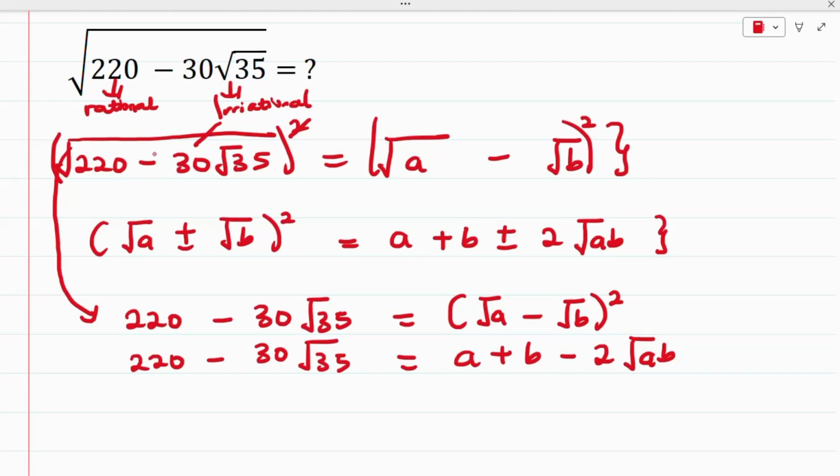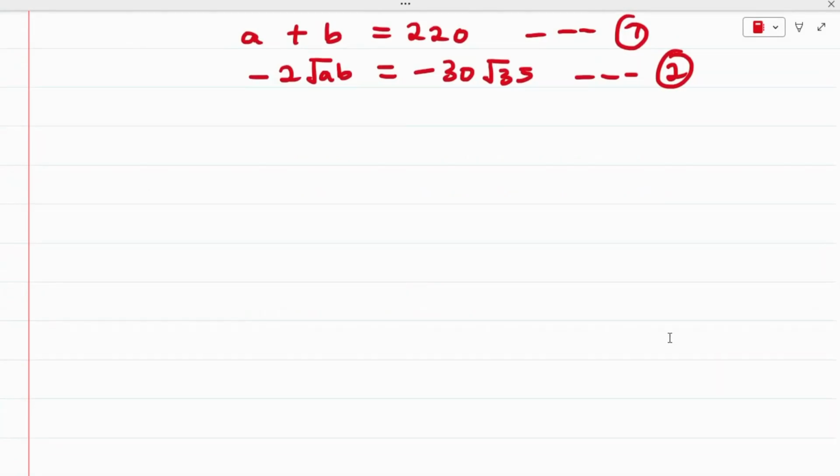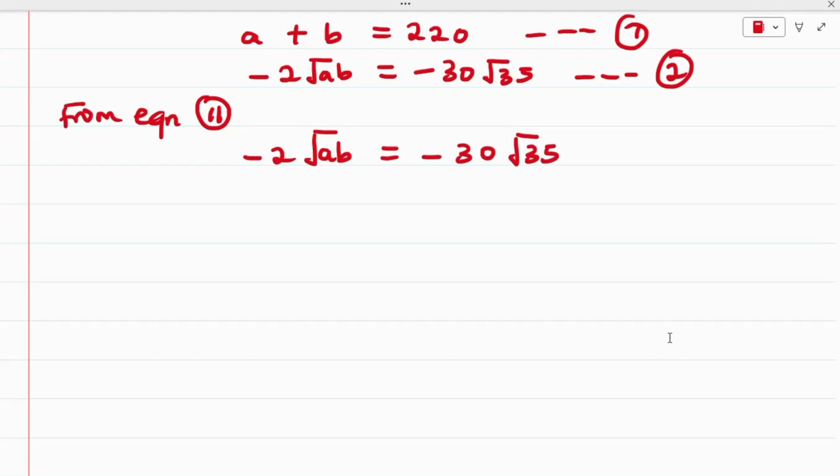So for the rational part, we have A plus B is equal to 220, and we call this equation 1. And for the irrational part, we have minus 2 into the root of AB is equal to minus 30 into the root of 35, and we are going to call this equation 2. Alright, so from here we want to simply solve for AB. So from equation 2, we have minus 2 into the root of AB is equal to minus 30 into the root of 35.